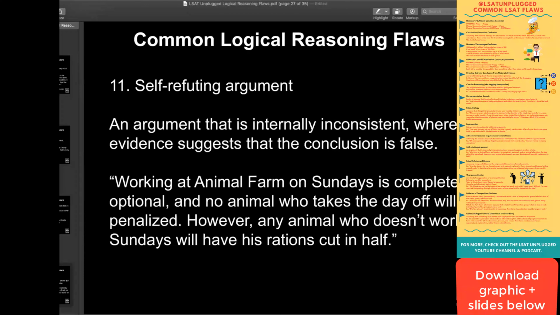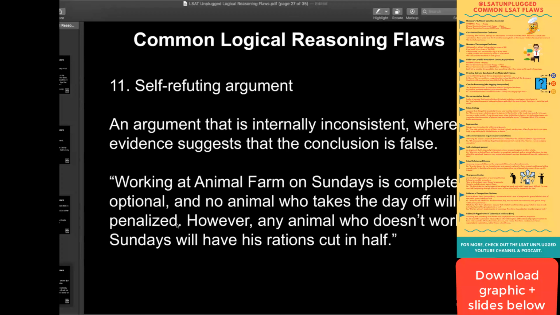And so we have here the idea that working Sundays is optional. If you take off Sunday, you're not penalized. But then they're also saying, in the final sentence, if you don't work Sunday, you have your rations cut in half. So if your rations are cut in half, you obviously are being penalized, and it's not really optional, at least if you don't want to suffer in some way. So this quote taken as a whole has contradictions, and each piece alone might be perfectly fine and to be taken as given, but if you put them all together, it simply does not work. So this would be a flawed statement when taken as a whole. It's internally inconsistent, self-contradictory is the idea. Any questions about this one?